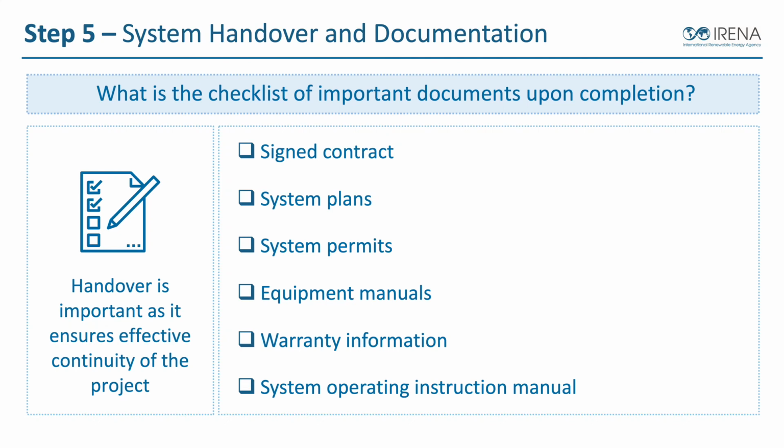Signed contract, of course, so we have all of our details in one place. We want our system plan, so we want to know what the electrical system looks like, our schematic, our layout of our equipment, where everything is meant to go. If there's any structural or wind loading calculations that are part of that, we want that all in there.